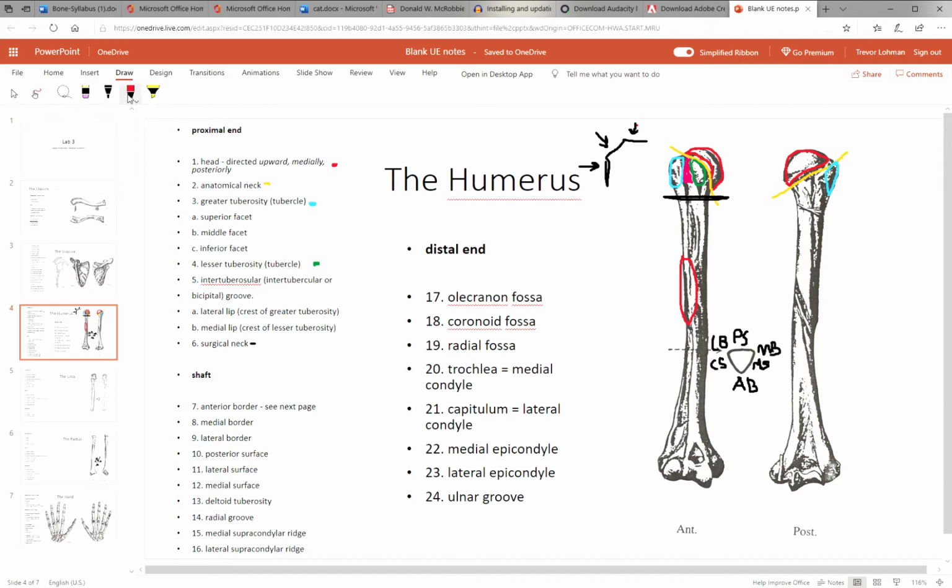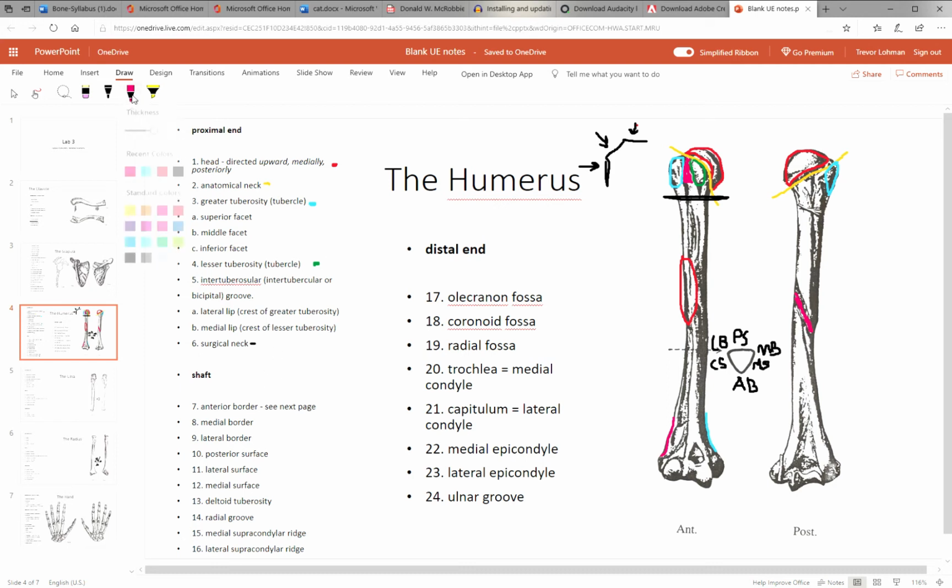Radial groove is easy to see here, very difficult to see in real life. They drew a nice groove in there for you. Radial groove, and that's a groove for the radial nerve that runs behind your humerus. Okay, we have 2 supracondylar ridges. We have a medial supracondylar ridge and a lateral supracondylar ridge. And they're just right above the 2 epicondyles here and above the condyles as well. That's where they get their name.